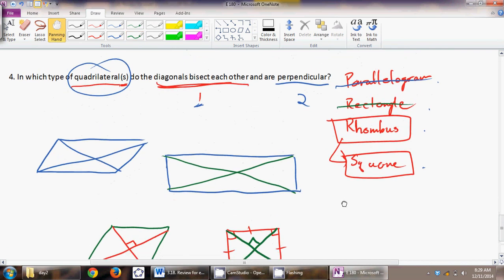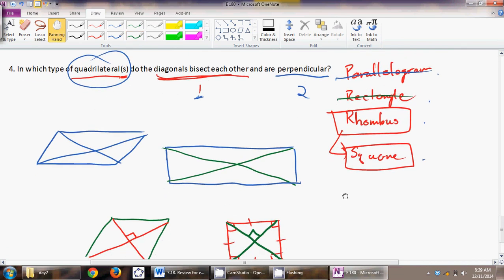So, in which type of quadrilaterals do the diagonals bisect each other and are perpendicular? That would be rhombus and square. Thus concluding practice problem number 4.